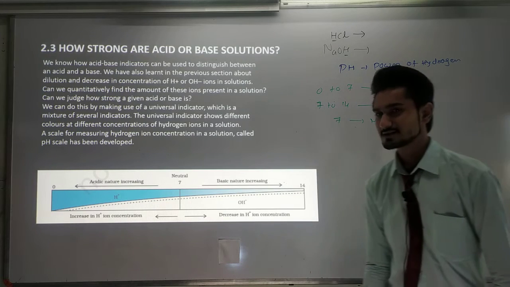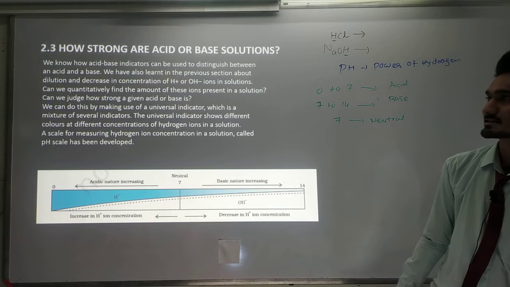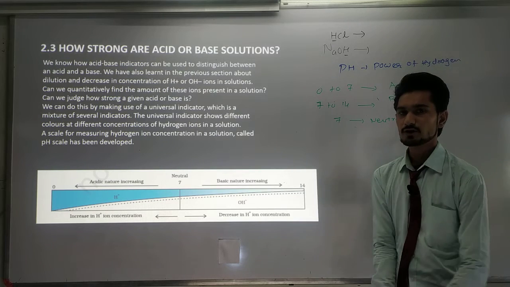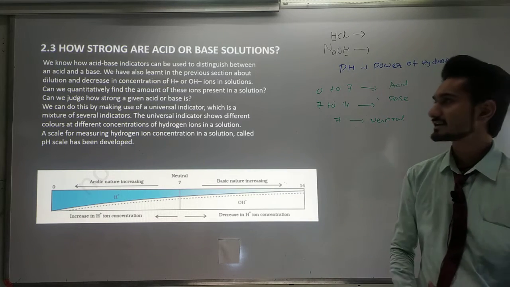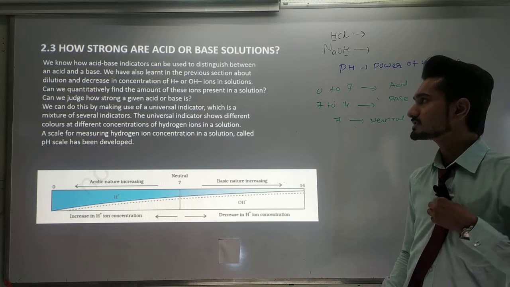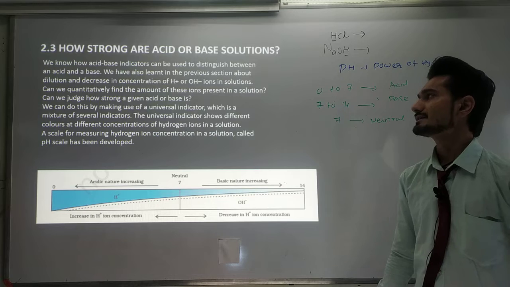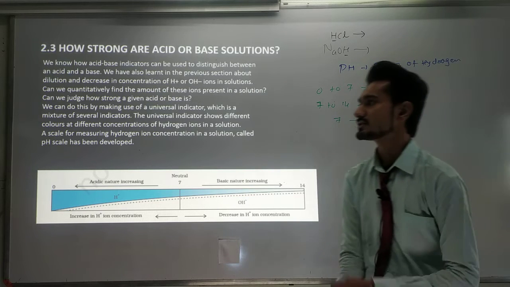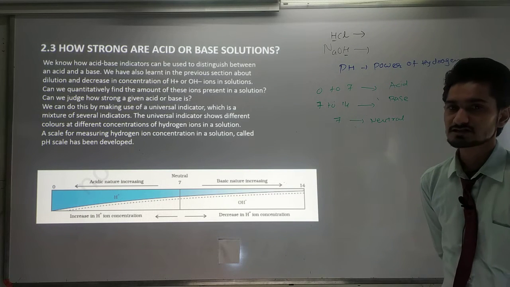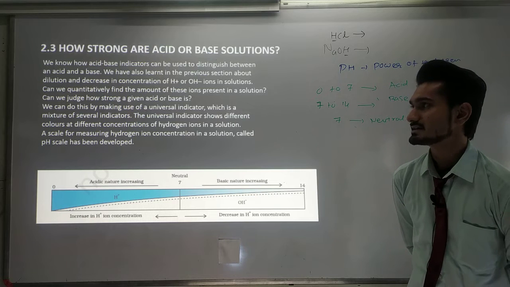Here we are going to see how strong acid or base solutions are. So far we know that acid or base indicators can be used to distinguish between an acid and a base. We have also learnt in the previous section about dilution and the decrease in the concentration of H plus and OH minus ions in the solution.